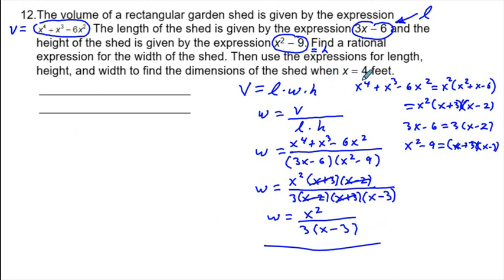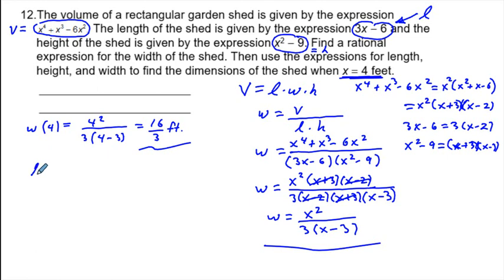And now we can substitute in, find the length, width, and height when x equals 4. So w, substituting in 4, we get 4 squared over 3 times 4 minus 3, which is going to be 16 over 3 times 1. So we have 16/3 feet. You can write that as 5 1/3 feet if you'd like.